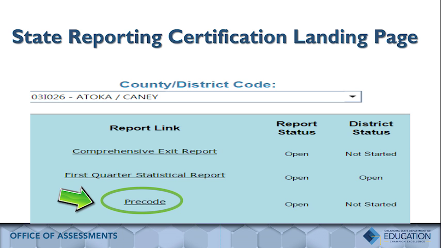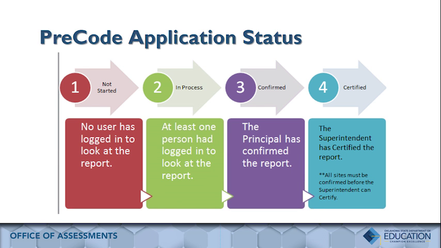Changes made in your Student Information System before 8 p.m. will be populated in the WAVE the next morning. This page also informs you of the district status of the report, which can also be found on the site page. The status lets users know where the site is in progress. Not started indicates that no one has logged in to review the report. In process means at least one person is logged in to view the report.